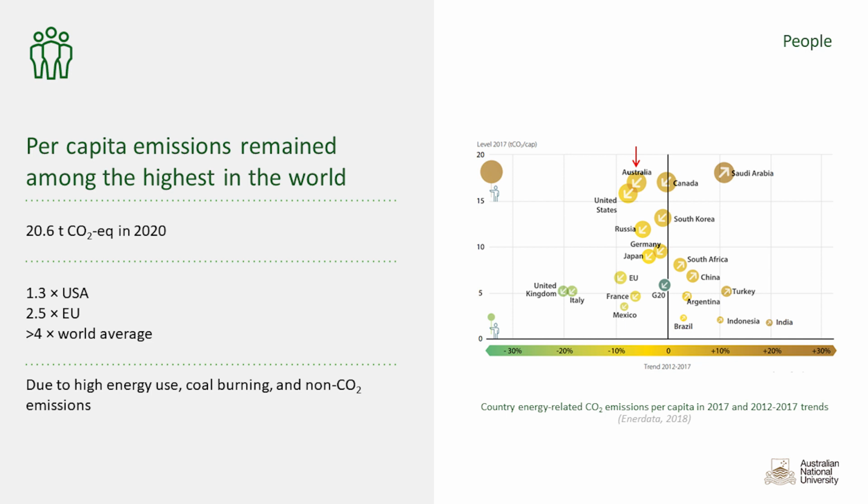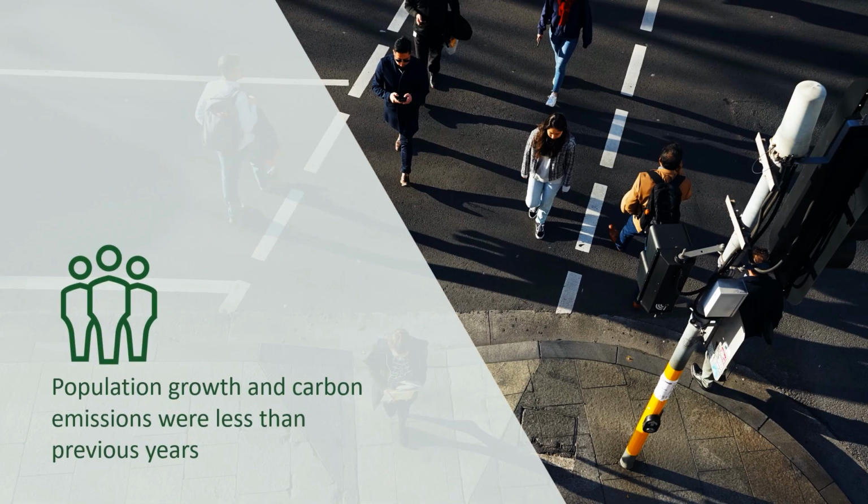There were 20.6 tons CO2 equivalents per person, and that is 1.3 times greater than the US, 2.5 times greater than the European Union, and more than 4 times the world average. This is due to the high energy use in Australia, the burning of coal, and also the occurrence of non-CO2 emissions. In summary, population growth and carbon emissions were less than the previous year, but still high.